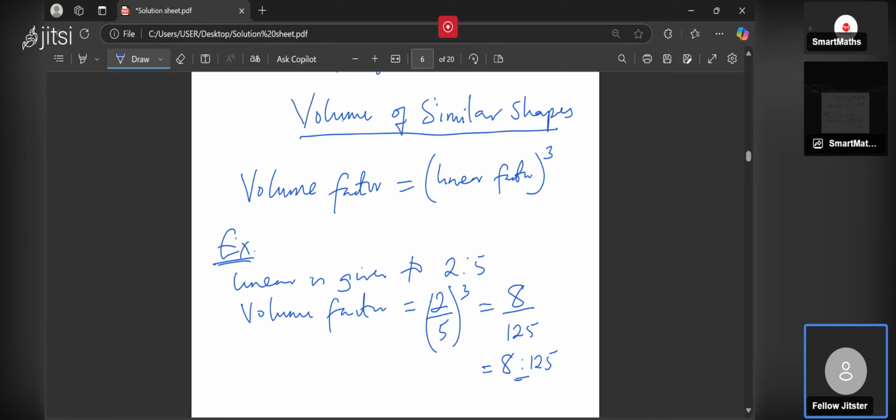Is it clear? Now, when we are calculating volume, volume is the same thing as the capacity of a solid. So under this, we are making use of solids, that is three-dimensional shapes. So let's look at an example here.